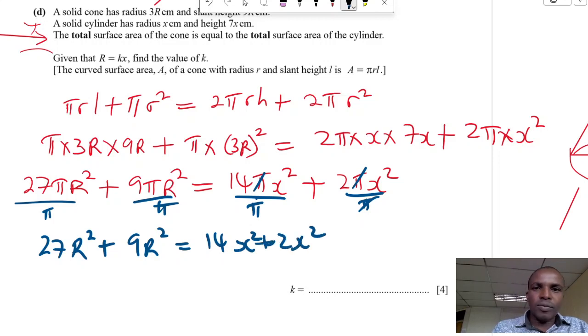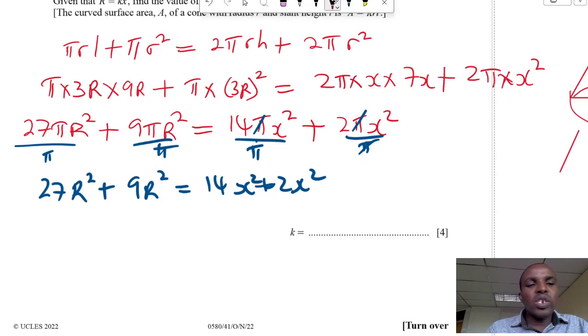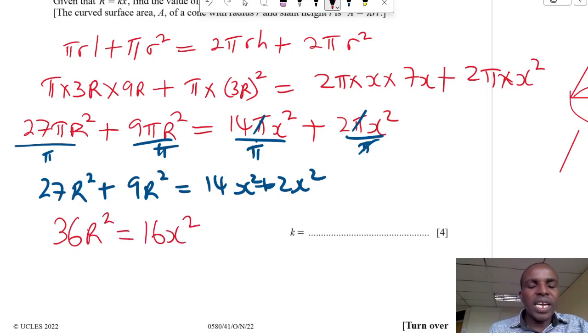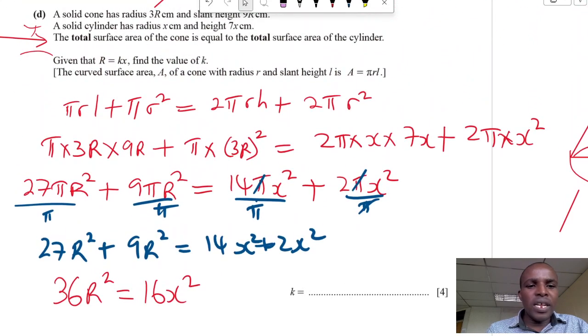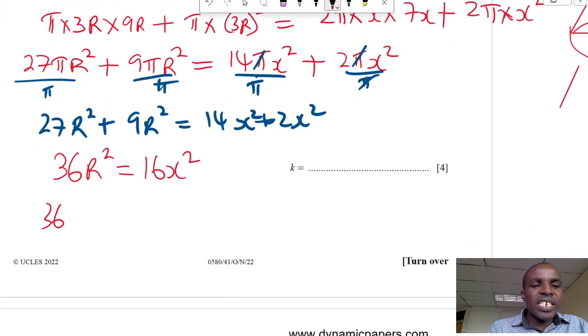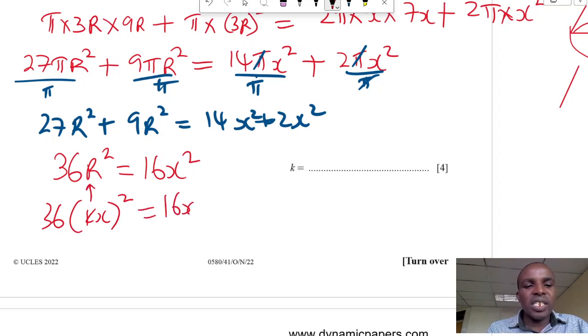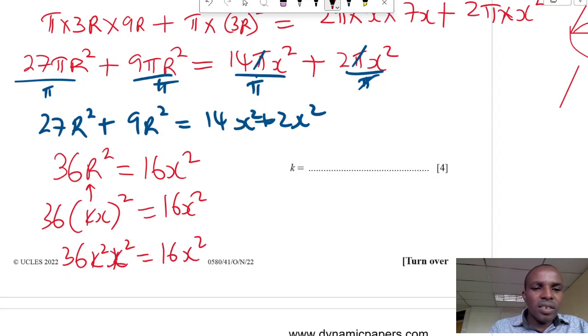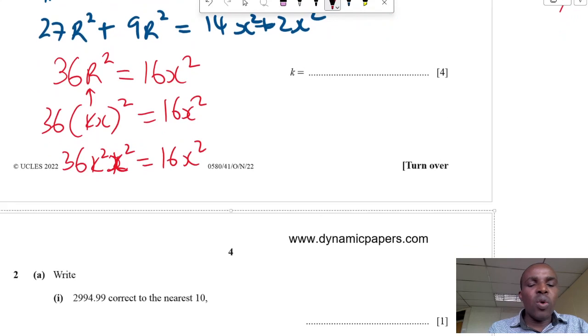These are like terms, so you can simplify. This one, 27 plus 9 is what? 36. 36 r squared is equal to 14 plus 2, which is 16 x squared. Then we're given that r is equal to kx. Let's substitute now. So when there's r, you put kx. 36 kx squared. We substituted r with kx. Then it's 16x squared. Then it will be 36k squared x squared is equal to 16x squared. Then after that, you want k, right? So you can divide by 36x squared on both sides.